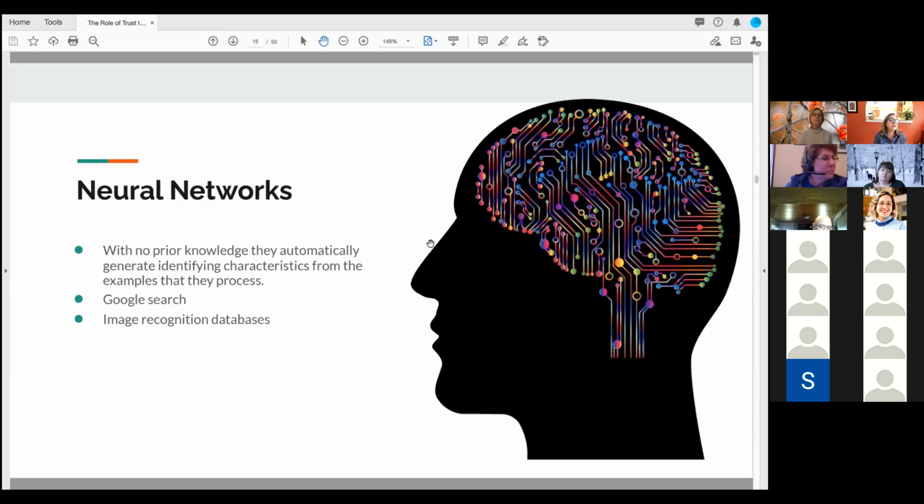The key with neural networks, the most important thing to remember, is that with no prior knowledge, they start to generate characteristics of things based on what they already know. So they're building a knowledge base based on a few things, and it builds out. Here are some examples: Google search, all full of neural networks. YouTube, neural networks. Image recognition databases, all neural networks.